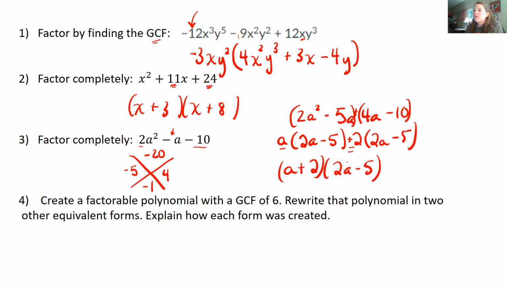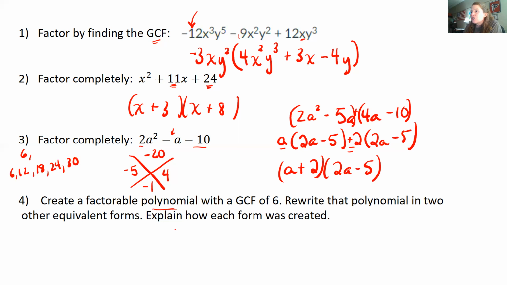All right, so then number 4, it says create a factorable polynomial with a greatest common factor of 6. Rewrite that polynomial in 2 other equivalent forms. All right, well, let's just think of something. Let's think of our multiples of 6. So we have 6 times 1 is 6, 6 times 2, 6 times 3, 6 times 4, 6 times 5. So I can use all of these multiples, right?